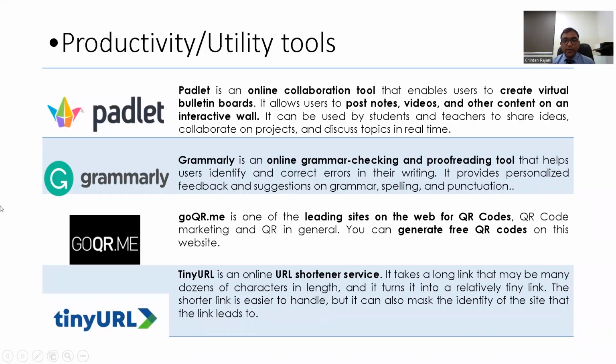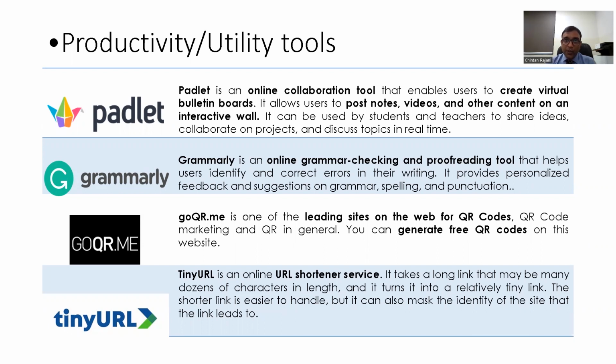Another utility tool which we expect all the participants to use is Grammarly. Because friends, we all know that fluency in English matters, and while writing any kind of written communication, one always has to check the grammar. So Grammarly is an online grammar checking and proofreading tool that helps you to identify and correct errors in your writing. It also gives personalized feedback and suggestions on grammar, spelling, and punctuation. And there is a Chrome extension of Grammarly available, which is free.